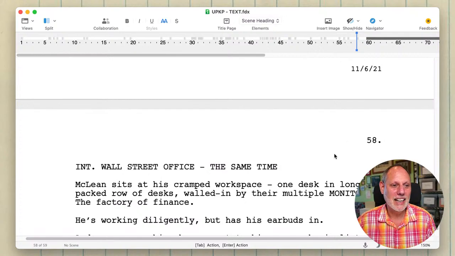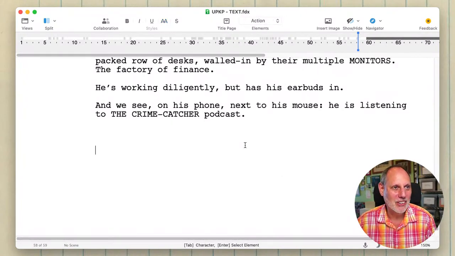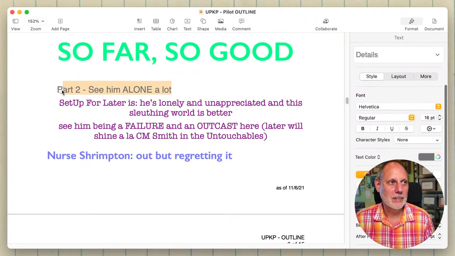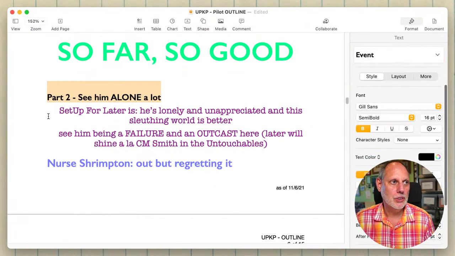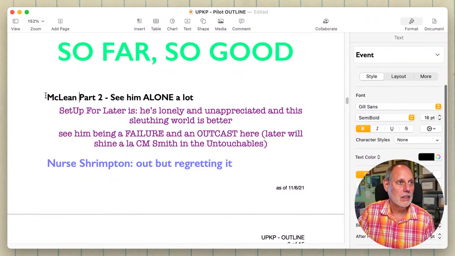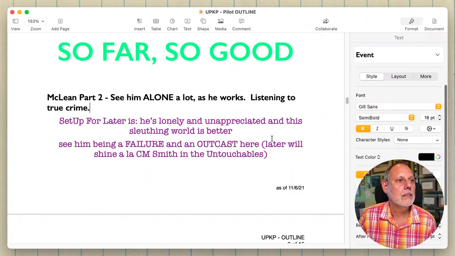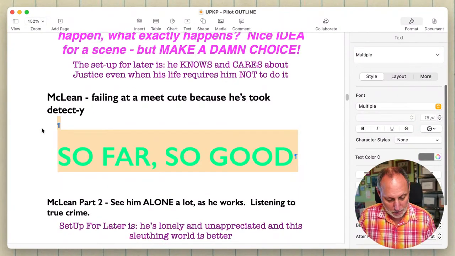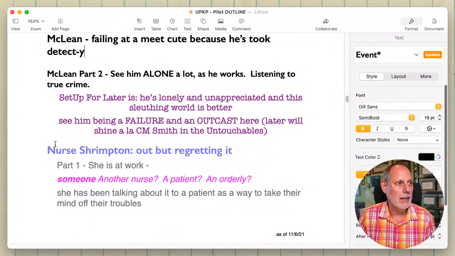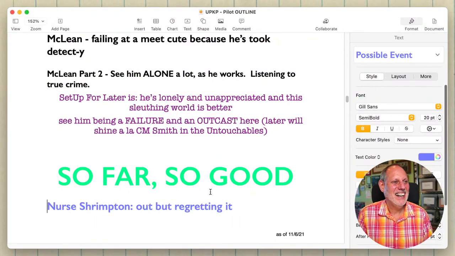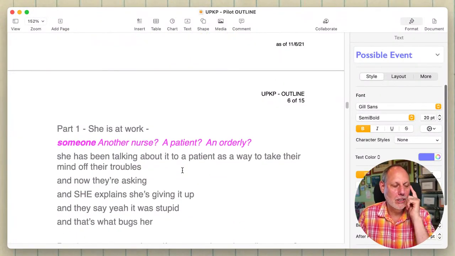Oh my gosh. We're at 58 pages. Look at that. 58 pages already, and we aren't even in the third act. All right. Let us... okay. Clean part two. Okay, so this is good. Boop, boop, and thus we move ahead. Okay, so let's get to Nurse Shrimpton because this is gonna be good.